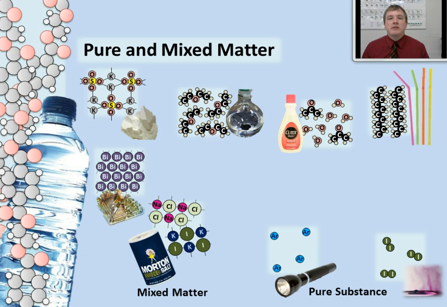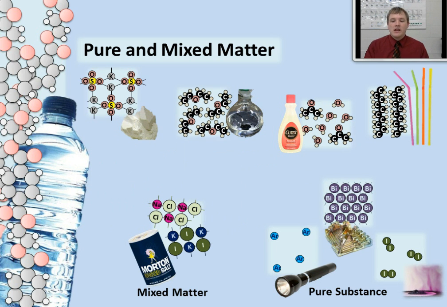Next to iodized salt, I have another substance. This is a bismuth crystal. Bismuth tends to make these really interesting square-shaped crystal patterns. Notice that this crystal is uniform throughout. It's made up of the exact same pattern of atoms throughout the entire crystal, and that qualifies it as pure matter. Next up, let's go over to the right again.